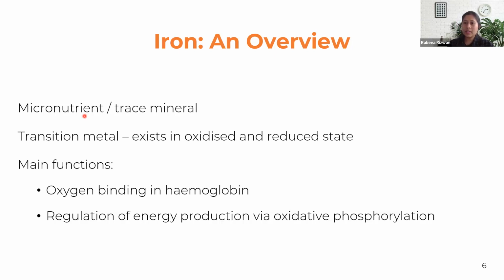For example, iron and calcium are for bone health, for the maintenance of body functions, and for our immunity, while carbohydrates and proteins give us calories as well. So that's why they are needed in larger amounts than these micronutrients. Then we come to the transition metal.